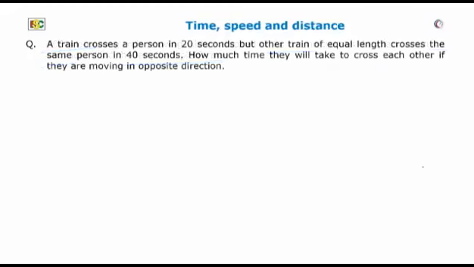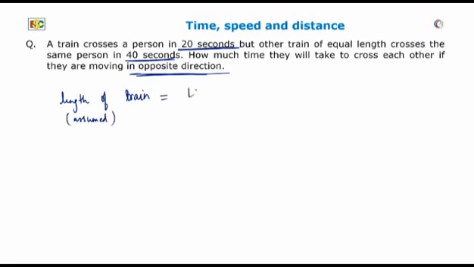Next question is, a train crosses a person in 20 seconds, but other train of equal length crosses the same person in 40 seconds. How much time they will take to cross each other if they are moving in opposite direction? For solving this question, we will assume the length of train, and that should be equal to the LCM of given times, that is 20 and 40. That is 40 meter.